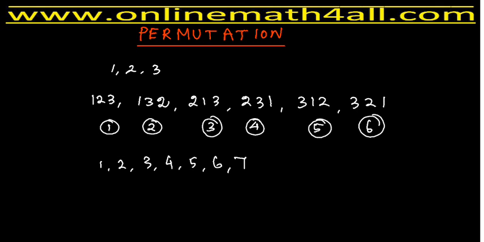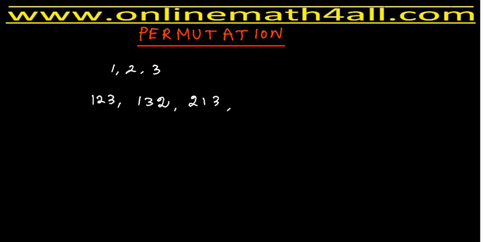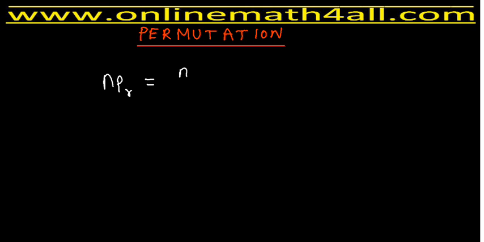Definitely the answer is no, because manually it is practically impossible to find the answer. It is possible, but it will take much time. So instead of doing this kind of calculation manually, better we can use the formula of permutation. I'll show you the formula. The formula of permutation is nPr, which is equal to n factorial divided by (n minus r) factorial.